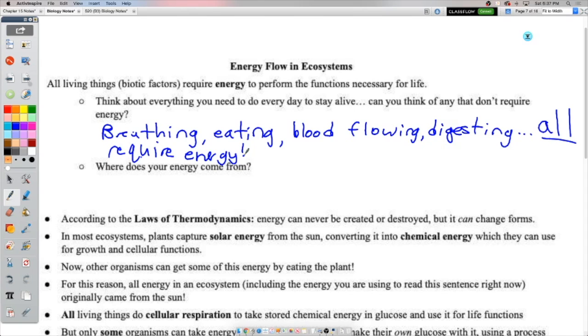Okay, where do we get our energy? Well, from food, right? Your breakfast lets you get through the day. Okay, more specifically, it's chemical energy in the food that you eat, and now it's your chemical energy.